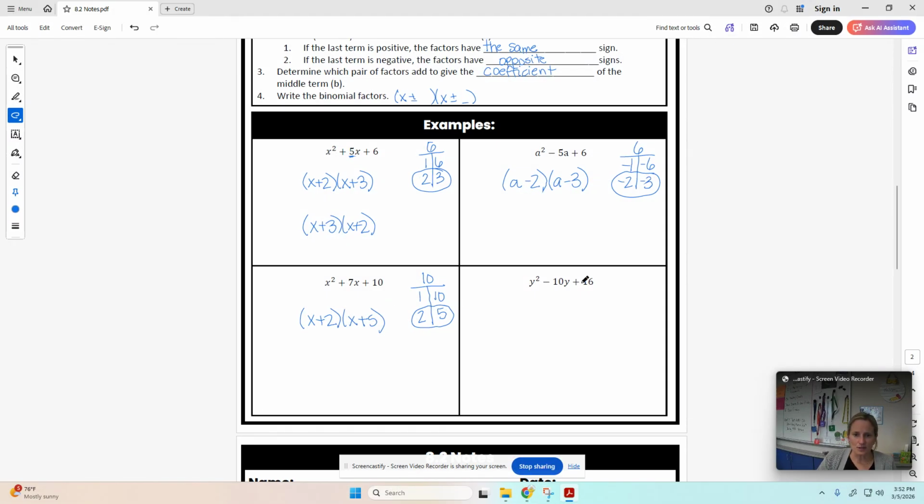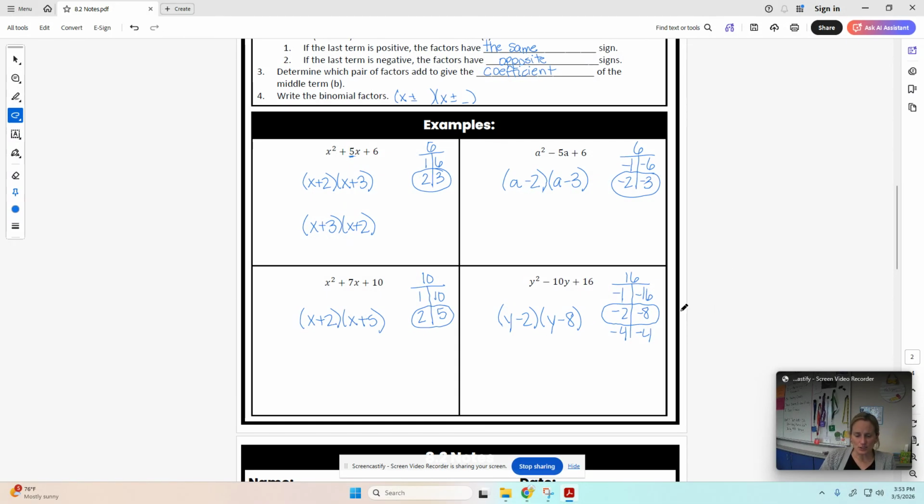In our fourth example, we are looking for factors of positive 16, so they have the same sign, that add to -10. So they're both going to be negative. All the possible combinations for 16 are -1 and -16, -2 and -8, -4 and -4. Well, -2 and -8 is the combination that adds to -10. So my factored form here is y minus 2 times y minus 8.